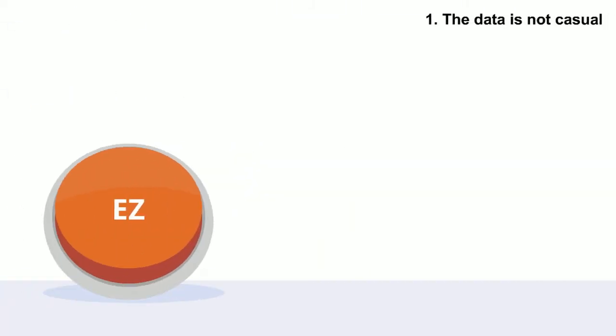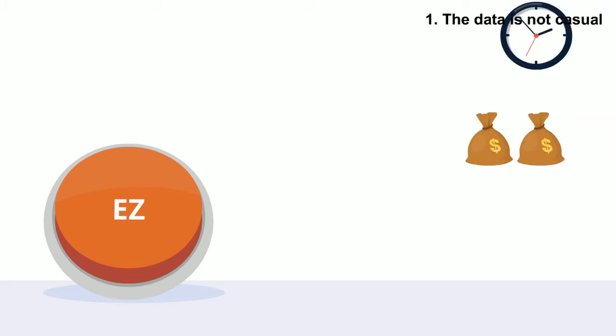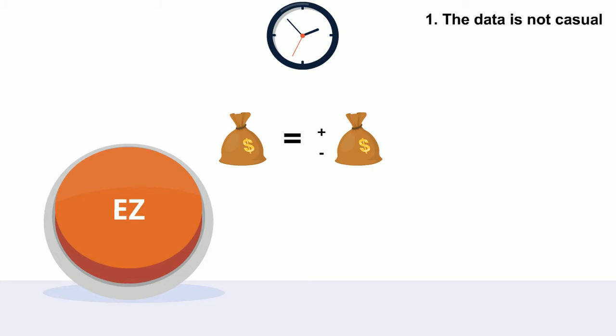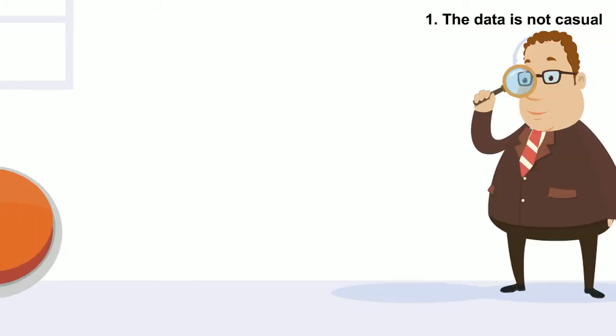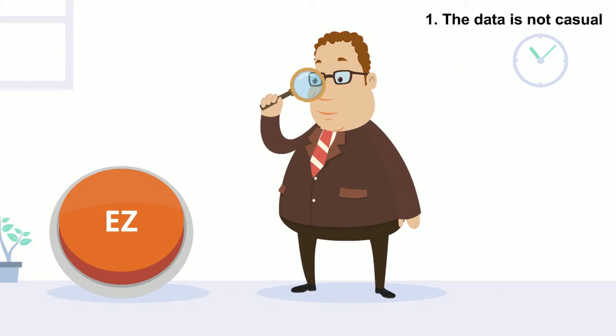Number 1. The data is not causal. The easy button operates based on a totally different set of principles than what is required for effective internal decision support. Financial accounting adheres to the matching and periodic principles, which do not provide managers clear cause and effect insights to guide their analysis, extrapolation, and logical reasoning in the decision-making process.